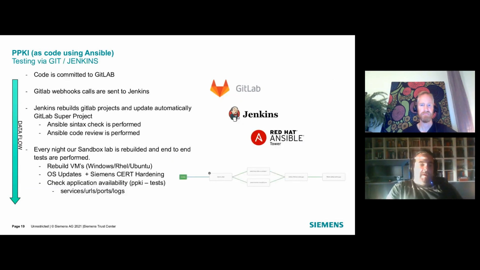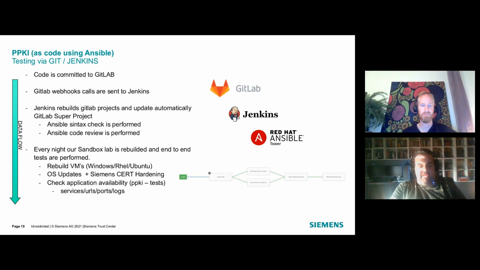Testing. Testing via Git and Jenkins. So in this case, the code is committed to GitLab. GitLab webhook calls are sent to Jenkins. Jenkins rebuilds GitLab projects and updates them automatically. And the Ansible syntax check is performed and Ansible code review is performed.